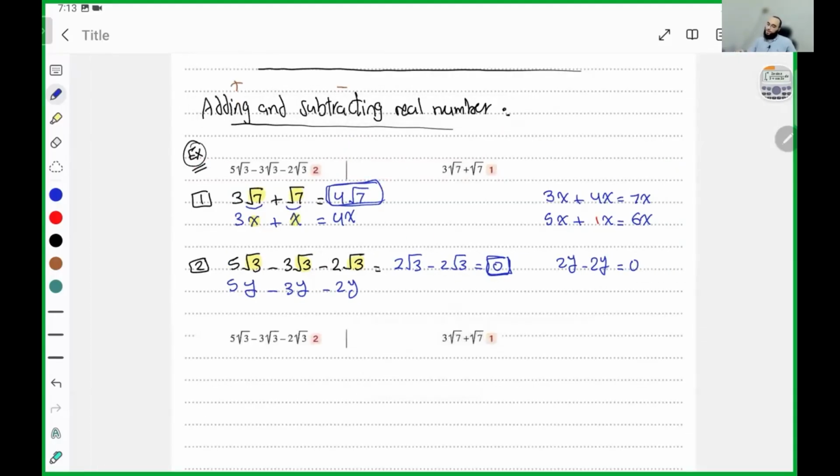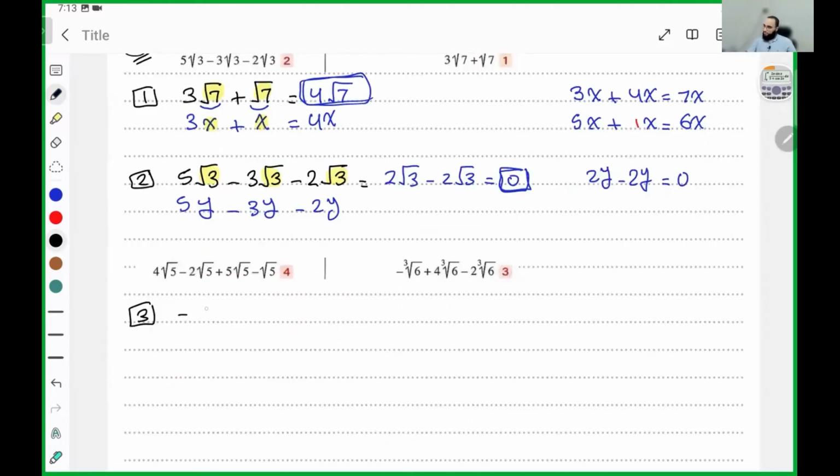Answer with me. Read the next, number 3. It's negative cubic root 6 plus 4 cubic root 6 minus 2 cubic root 6. Are they similar roots? Yes.